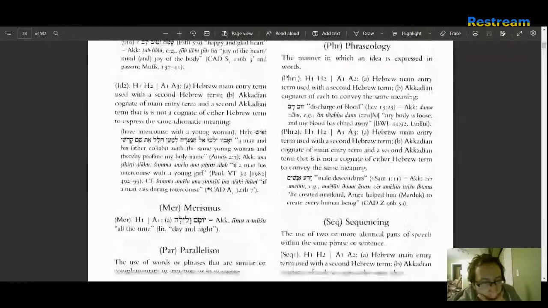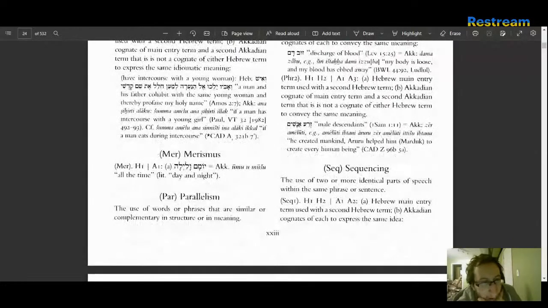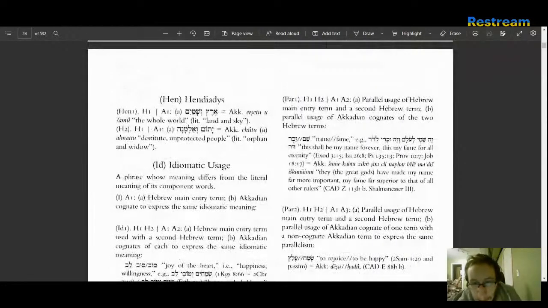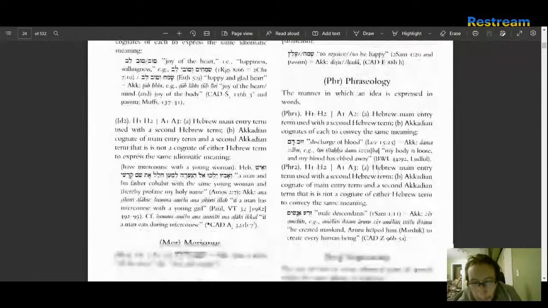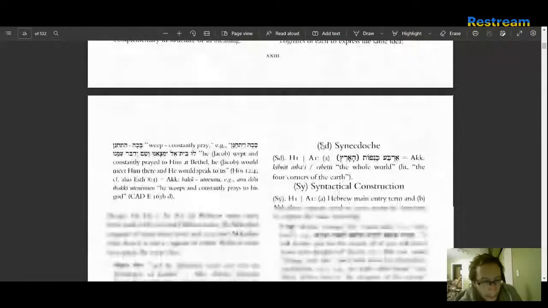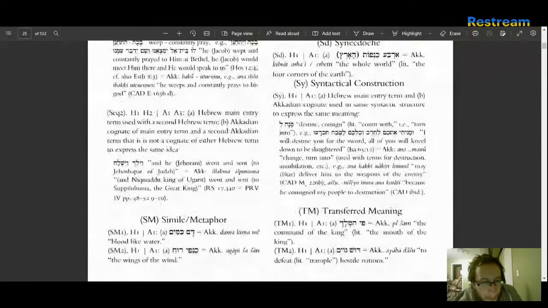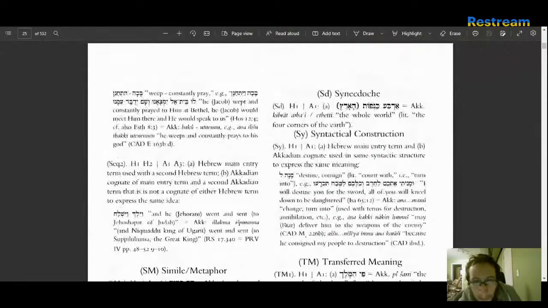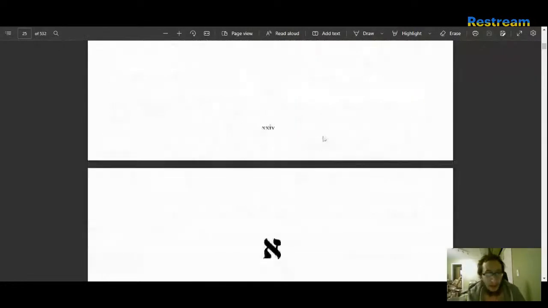I'm going to skip some of these here. Here again, merismus, all the time, literally day and night. Okay, parallelism. So they'll list parallelisms as well. Simile or metaphor is going to list a transferred meaning. Okay, so that's the basic thing here.